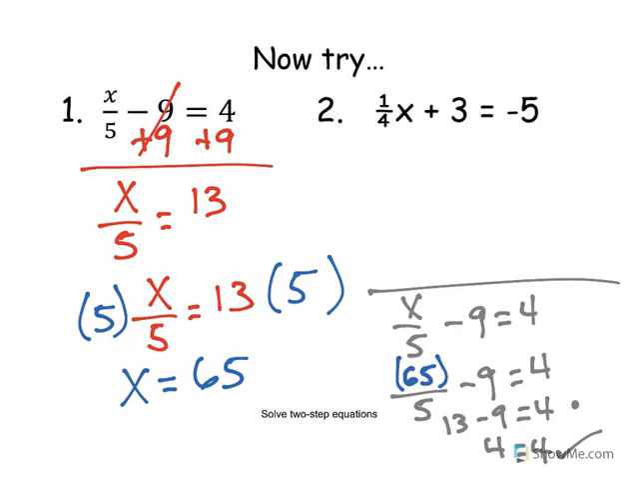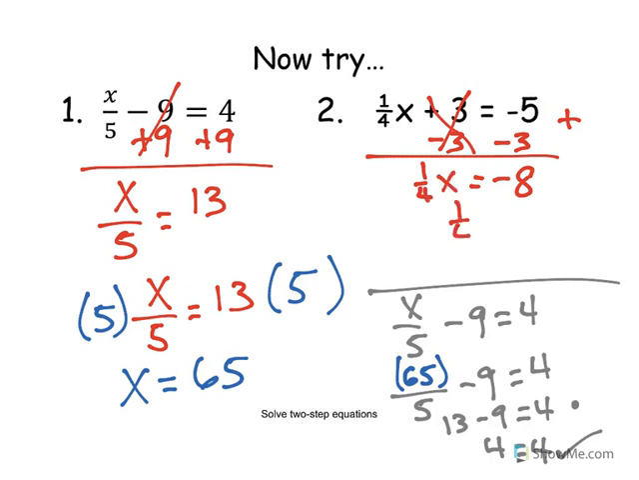So I want to isolate 1/4 x. I'm going to add its opposite on both sides. We're going to be careful with our signs. Positive 3 plus negative 3 is 0. Negative 5 plus negative 3 is negative 8. And we bring down our 1/4 x. I will rewrite this: 1/4 x is equal to negative 8.